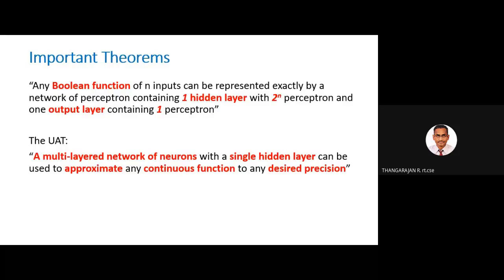No, sorry, not approximated. Sorry, it is represented exactly. Okay, I don't need to do any approximation. So Boolean functions can be represented exactly by perceptrons.